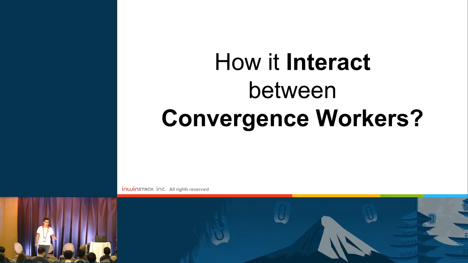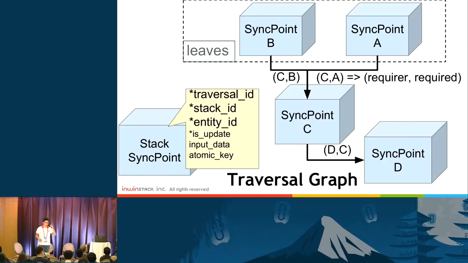So how do the convergence workers interact with each other? We're talking about making it concurrent, right? And to interact, we have the traversal graph. The traversal graph will have a sync point for each resource. Inside the sync point, there will be a traversal ID, which is for this creation process, and it's a random UUID. The stack ID is for the stack on top, and the entity ID is for the resource, so the resource has an entity ID to make sure it is identifiable.